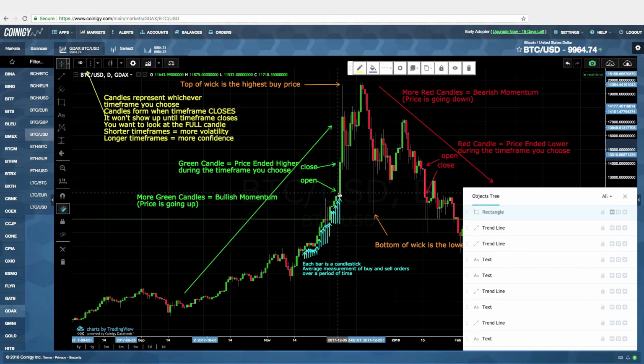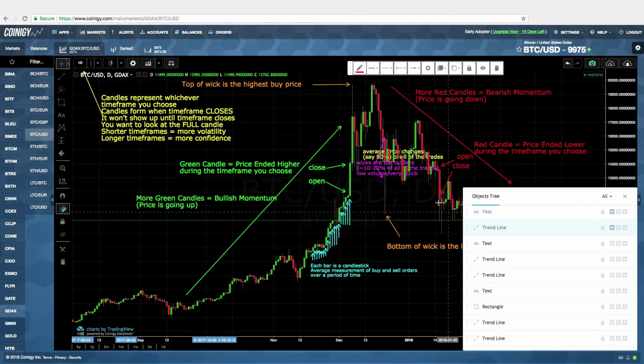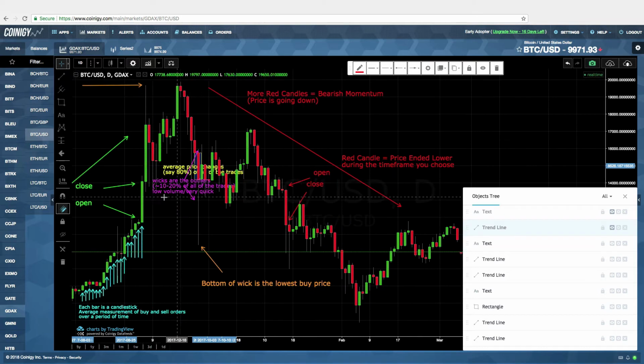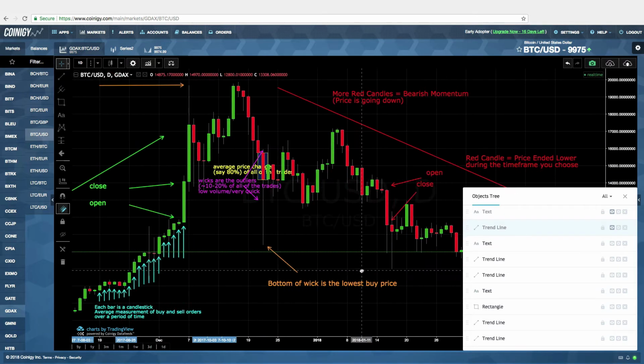And the opposite of that would be the red candle, where the price ends lower during the time frame that you chose. So that means that it opened up here, but it closed down here. So there was a lot of selling, and it ended up closing at a price that was a lot lower than the opening price.